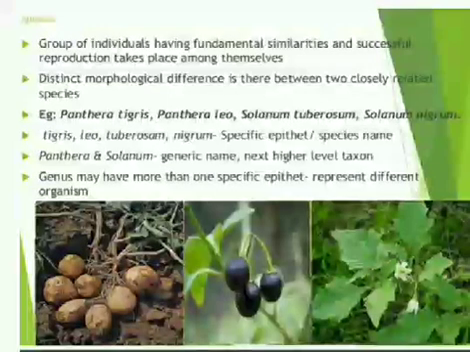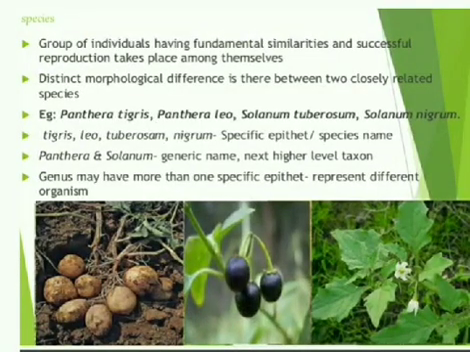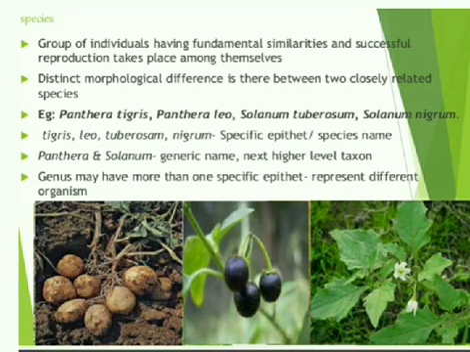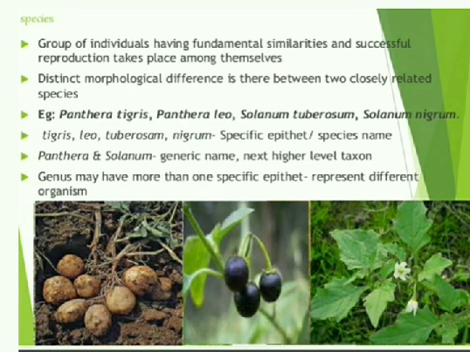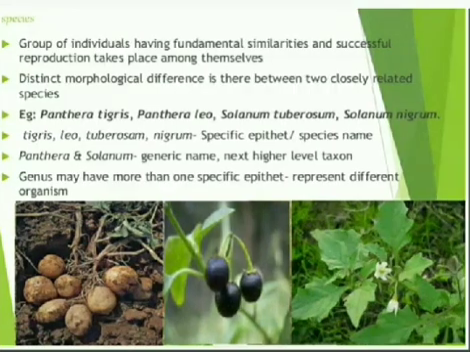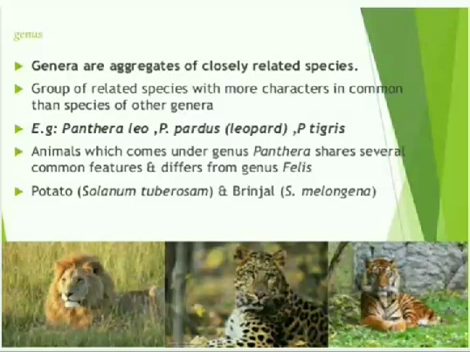For example, Panthera tigris, Panthera leo, Solanum tuberosum, Solanum nigrum. Panthera tigris and Panthera leo represent the tiger family, while Solanum tuberosum and Solanum nigrum represent the potato plants. A genus may have more than one species; the species epithets represent different organisms. Now the second level, that is the genus. Genera are aggregates of closely related species, meaning a group of related species with more characters in common than species. They form the genera. For example, Panthera leo, Panthera pardus, leopard, and Panthera tigris.